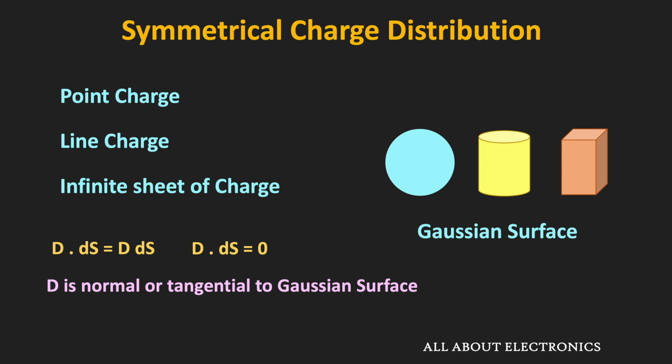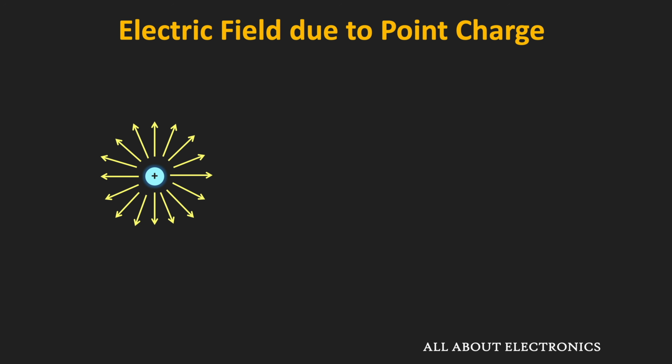So in that case, our integration will become very easy. So if we select the imaginary closed surface which follows this condition, then using the Gauss law, we can easily find the electric field for the charge distributions which possess the symmetry. So first, let us take the case of the point charge and find the electric field of this point charge using the Gauss law.